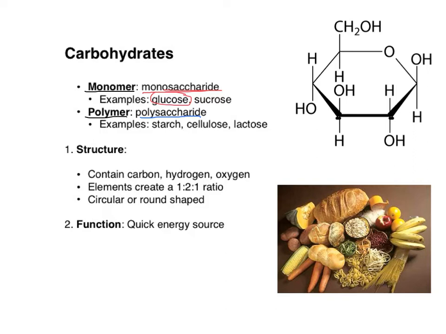So it's kind of simple in that it uses the mono and the poly prefixes, which is nice. You just have to remember the saccharide ending, which just means sugar, which is convenient because we know carbohydrates do come in forms of sugar. So that's good. A couple of examples for polysaccharides are starch, cellulose, and lactose.